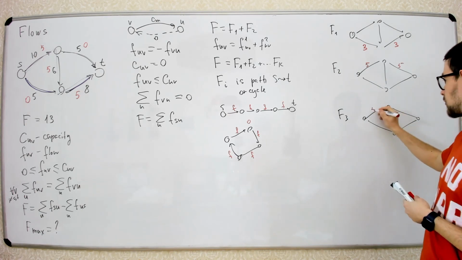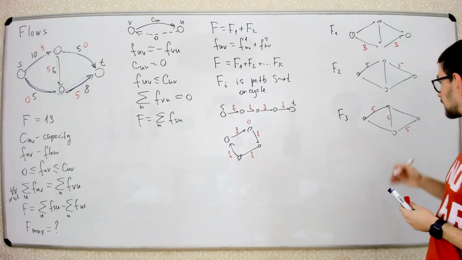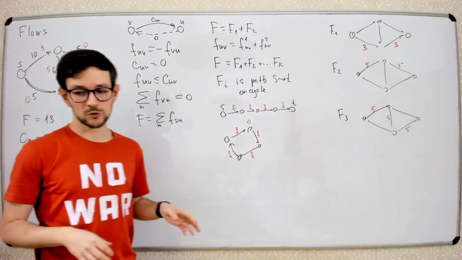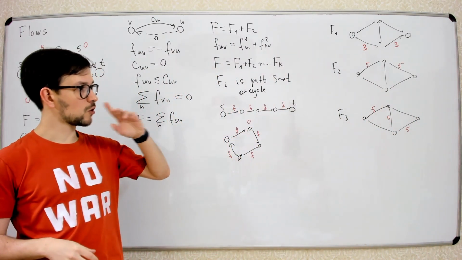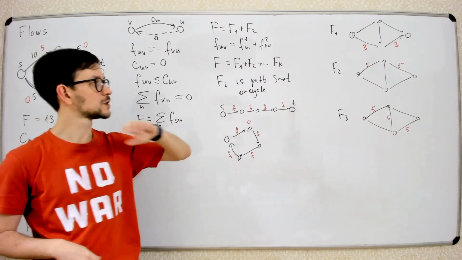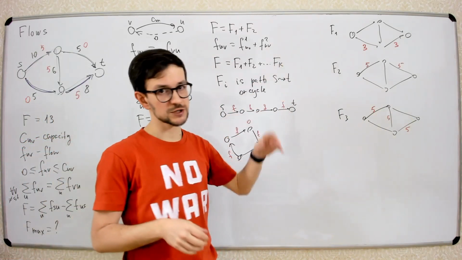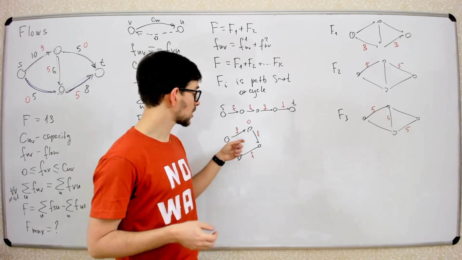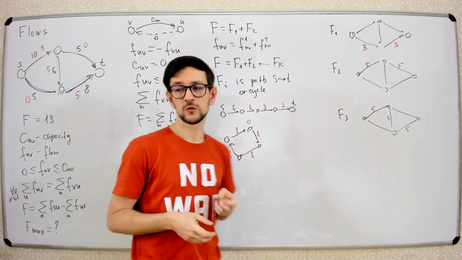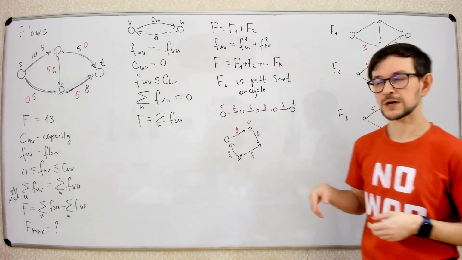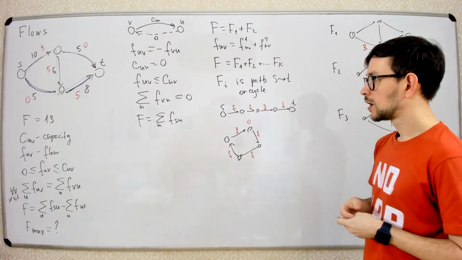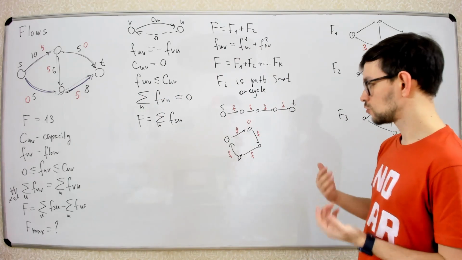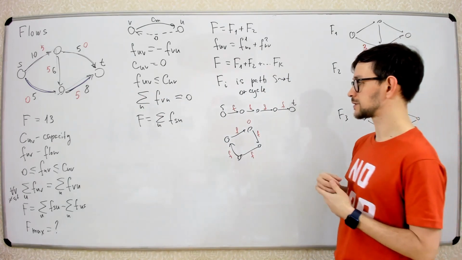Say 5, 5, and 5. That's all. We just decomposed the flow into 3 simple flows. Each of these 3 flows is just a simple path from S to T. You may also have cycles. Well, this graph is acyclic, so it's hard to build a cycle in this graph. But if your graph contains some cycles, then you may have some cycles in your decomposition.